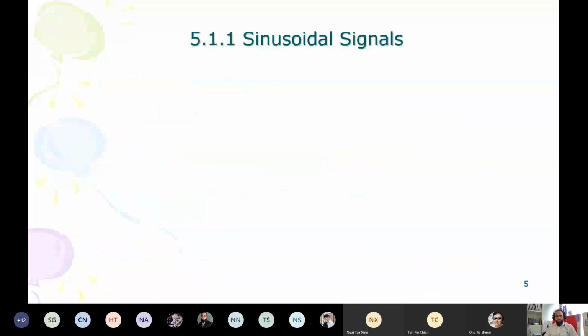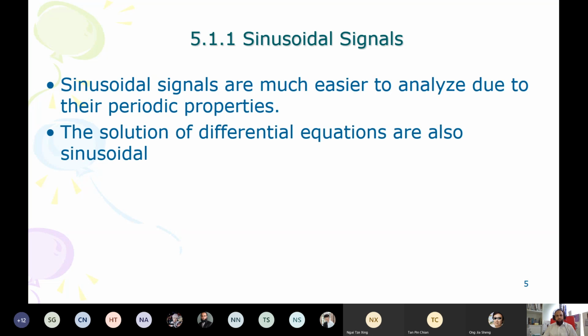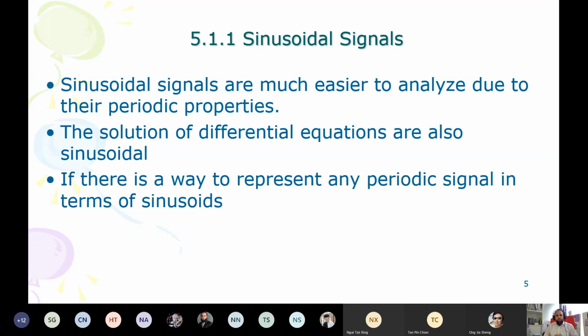This means we need to focus more on sinusoidal signals, the sine and cosine, which are much easier to analyze due to their periodic properties. We know that after every 2 pi they are the same, and because of the converse of sine and cosine, when one is high, the other is zero, and so on. So we'll make use of those properties. The solutions of differential equations are also kind of sinusoidal.